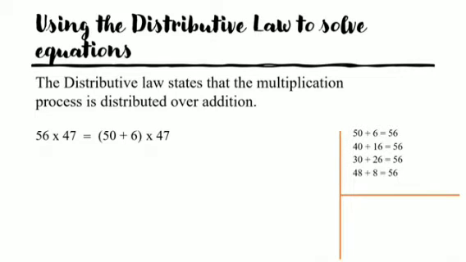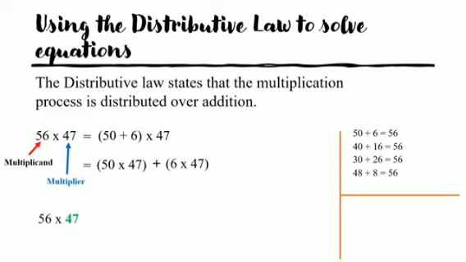Distributing the multiplication of 47 over the addition would give me 50 times 47 plus 6 times 47. Note carefully that 47 appears in bracket 1 and in bracket 2. This is because the multiplication of the 47 was distributed. Note also that the 50 plus the 6 should give me the multiplicand.